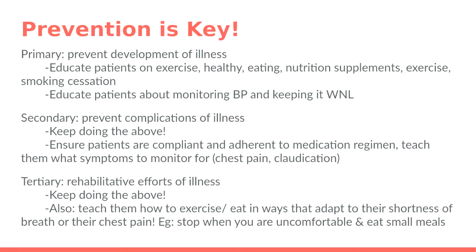For tertiary prevention, the example I'd like to use is that you already have high blood pressure and you've had an MI. How do you rehabilitate from this MI, right? So you're going to teach them new ways to exercise. You want them to rest if their chest starts hurting and then start exercising again after that. You want to watch out for shortness of breath and things like that.